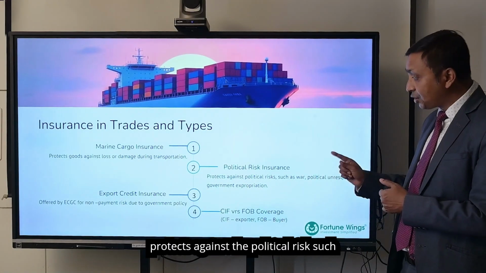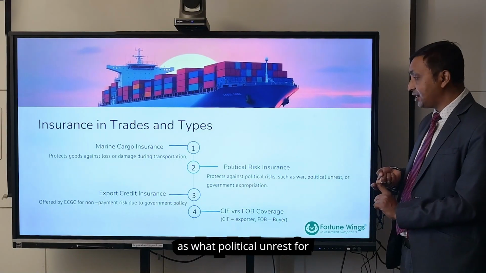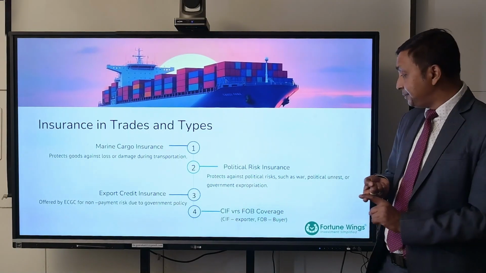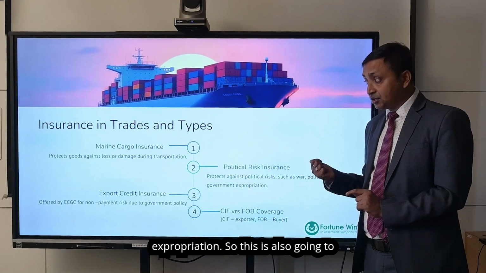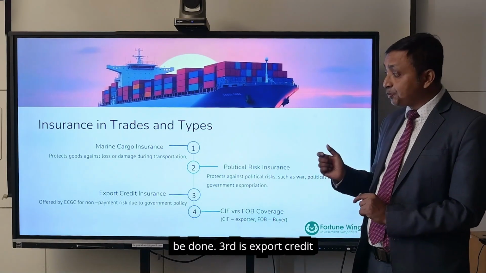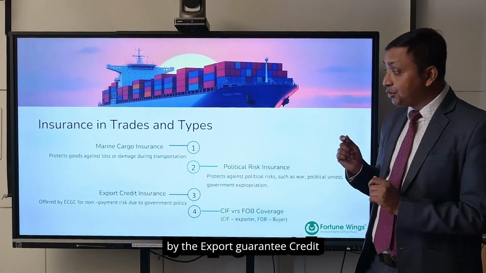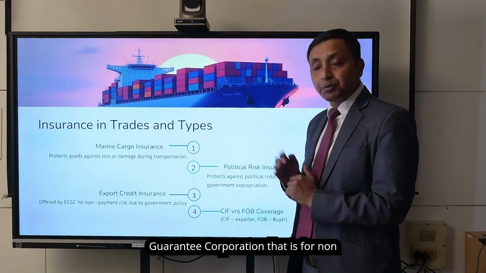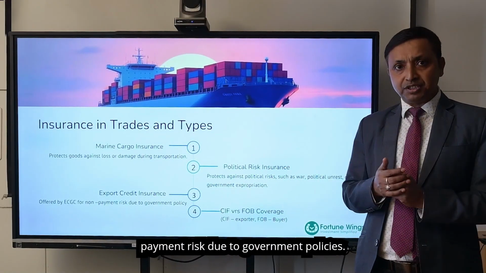That means it protects against political risks such as war, political unrest, or government expropriation. Okay, so this can also be done. Third is export credit insurance. This is most important. This is offered by the Export Credit Guarantee Corporation, for non-payment risk due to government policies.